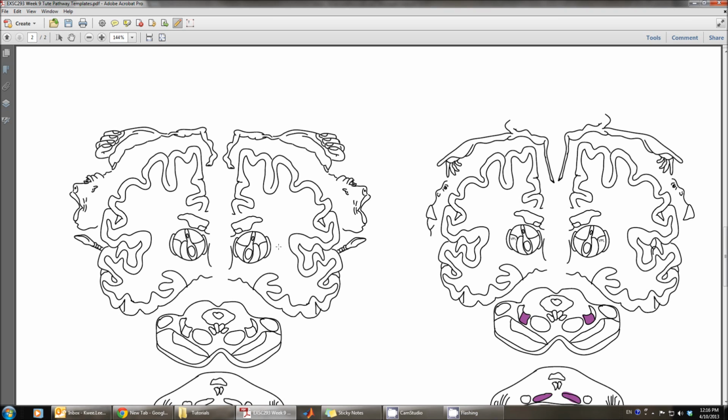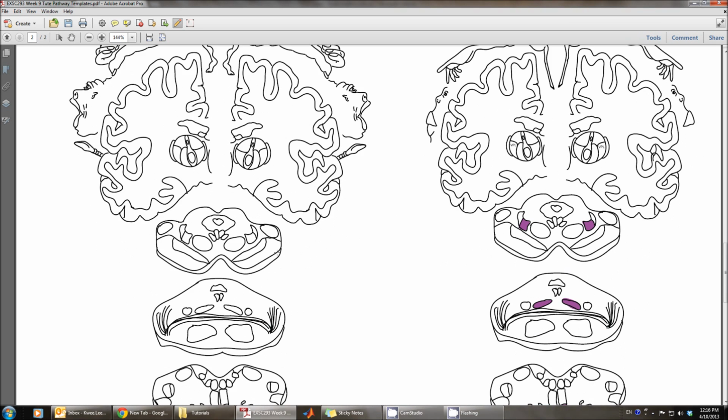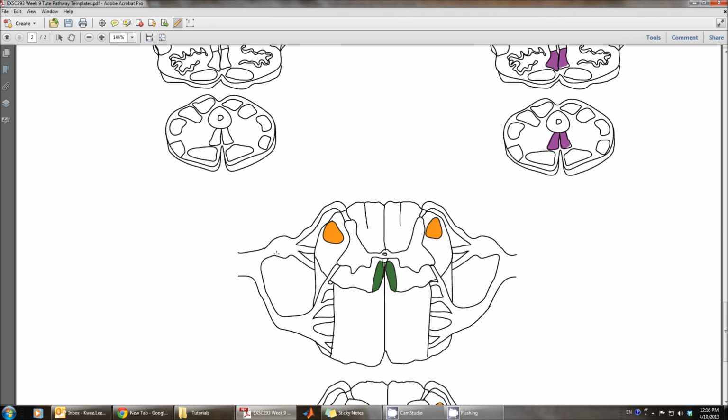Unlike the ascending tracts, the descending tracts involve two neurons, the upper motor neuron and the lower motor neuron. The lower motor neuron is exactly the same as the alpha motor neuron, which we can find in the ventral horn of the spinal cord. So it's very easy to draw the lower motor neuron first. So let's do the easiest step.